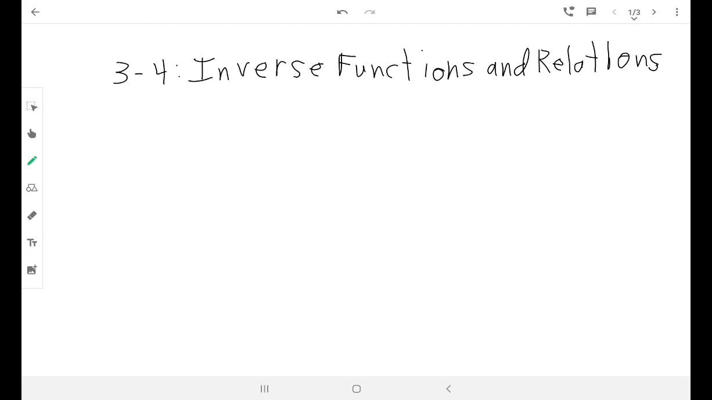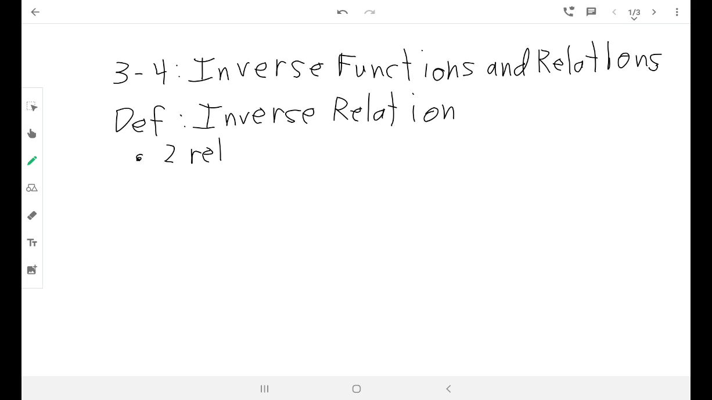Hi there. We're going to talk about section 3-4, inverse functions and relations. Let's give a definition first. Let's talk about what an inverse relation is. Okay? And here's the way this definition goes.